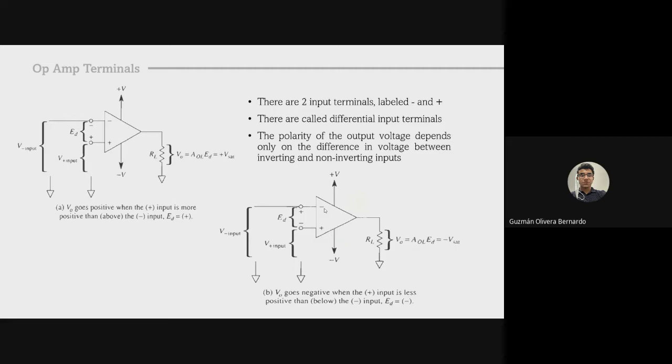The operational amplifier's output terminal is connected to one side of the load resistor and the other side of the resistor is wired to ground. Output voltage is measured with respect to ground. Since there is only one output terminal, it is called, as I said before, a single-ended output. There is a limit to the current that can be drawn from the output terminal, usually on the order of 5 to 10 milliamperes.